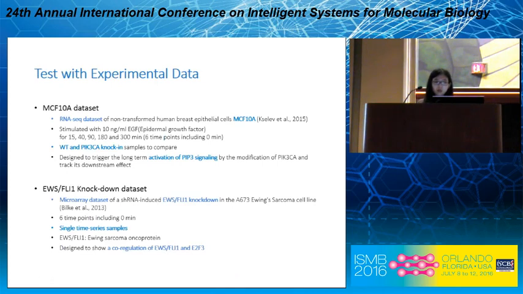And we tested TimeTP on 2 experimental data sets. The first was an RNA-seq data set of the MCF10A cell line with wild type and PIK3CA knock-in samples, and it is designed to activate the PIP3 signaling. And the second data set was a microarray data set of EWS-FLI1 knockdown, which is an oncoprotein of Ewing sarcoma, and the paper was to show a co-regulation of this fusion gene and E2F3.